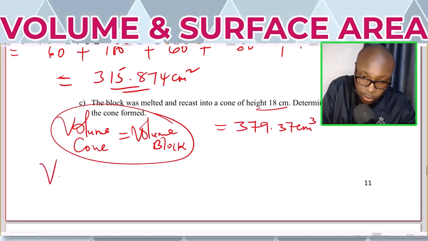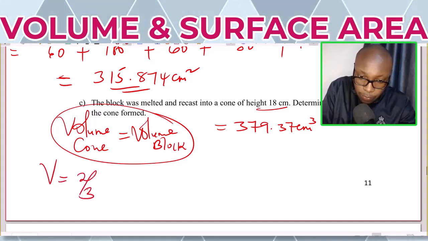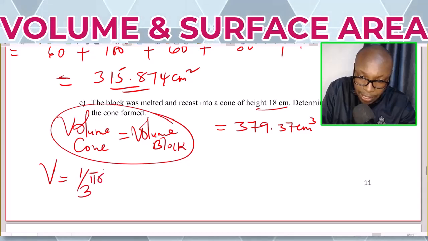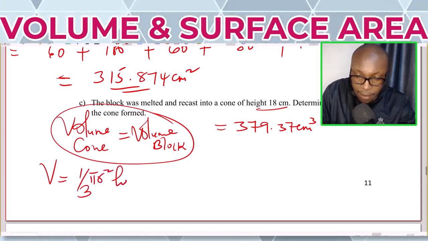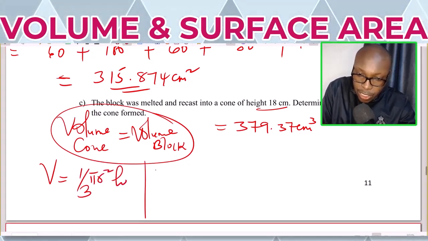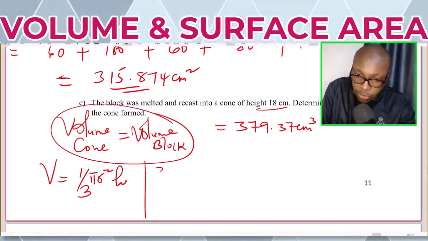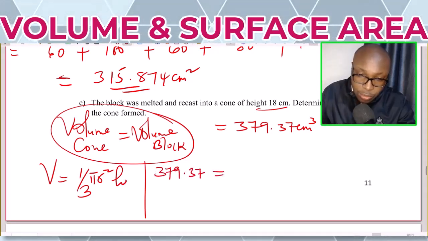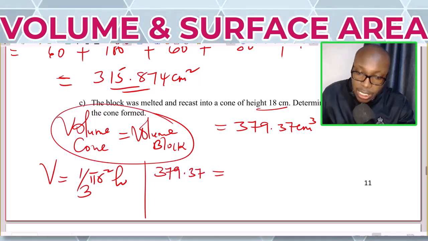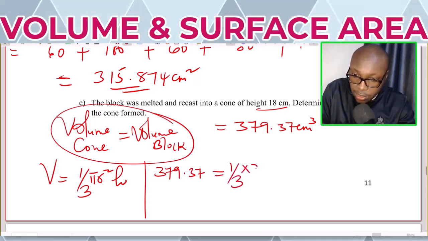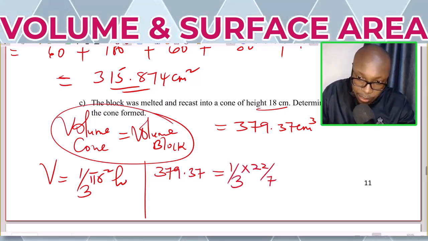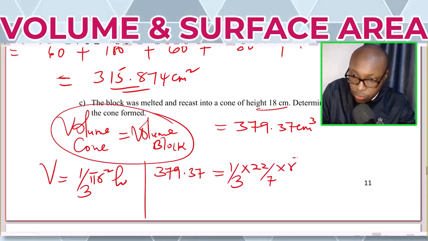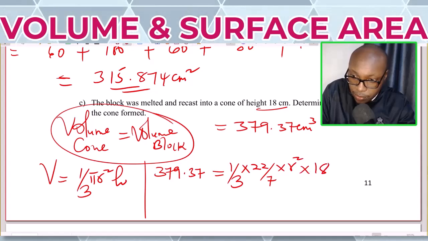How do we get the volume of the cone? We get it by not 2/3, but it is given by 1/3 pi r squared height. So we have 379.37, which is the volume of that cone, which is similar to the volume of the block, equals 1/3 times 22/7. We're using the pi, so 22/7, times the radius squared, since we don't know the radius, then times the height, which is 18.